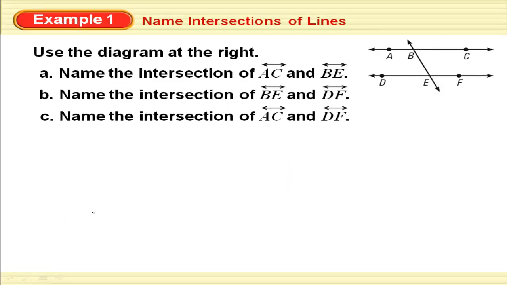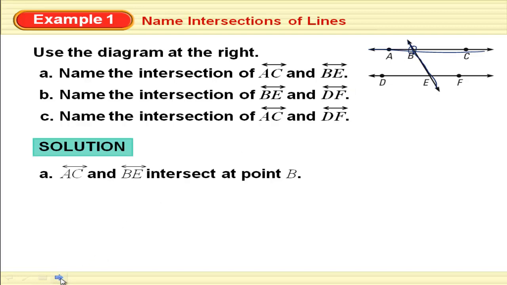They're very simple. Letter A, name the intersection of line AC and line BE. So line AC is right here. And line BE is right here. So where do they intersect? They intersect at point B. The second one is line BE and line DF. Here's line BE. We just worked with that one. And line DF is right here. So they intersect at point E.